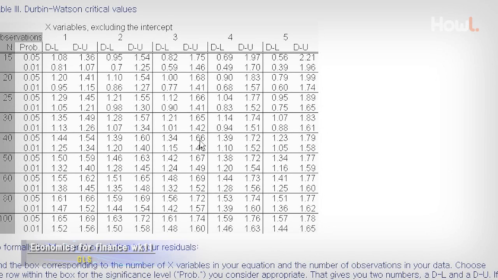The null hypothesis is that rho is 0. Am I right? This one, no, I don't think this is right. Let me look for the Durbin-Watson critical values.